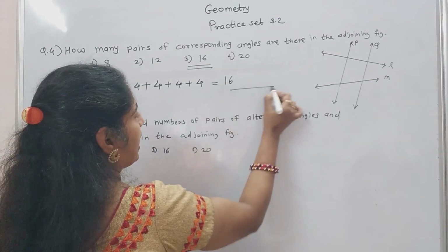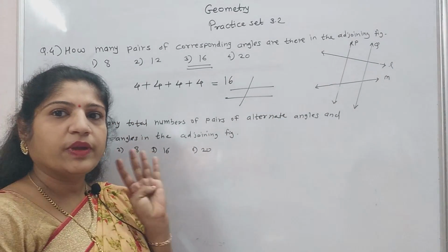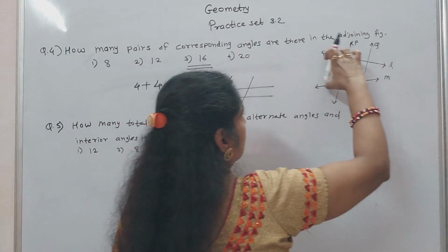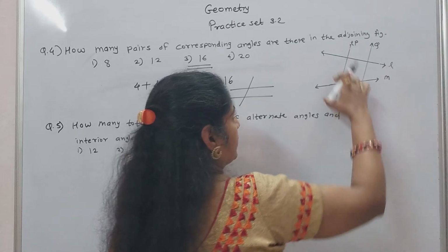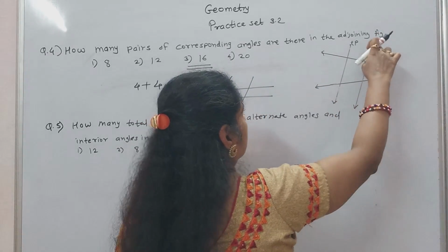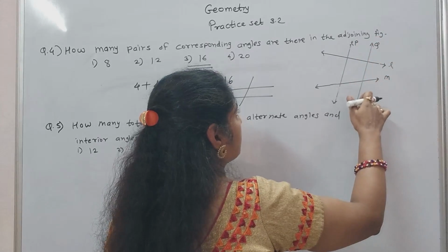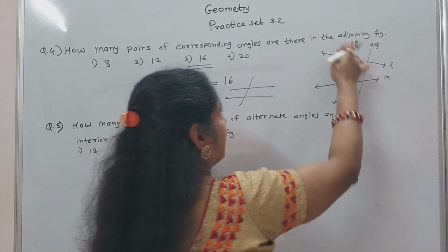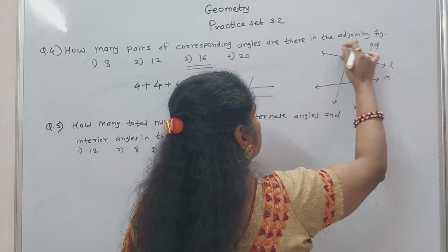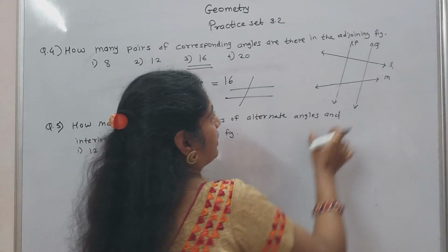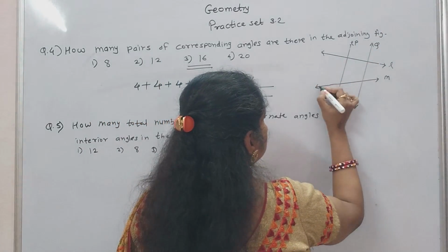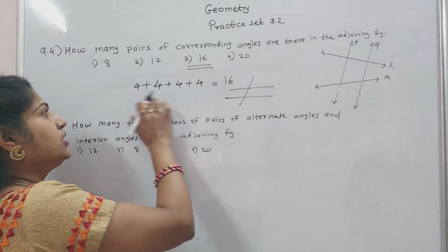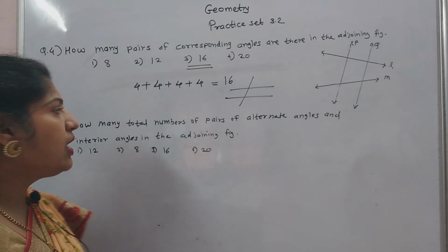Two lines and one transversal form four pair of the corresponding angle. How I take 16? Two lines, one transversal, four pair of the corresponding angles. Now take these two lines and L as the transversal. So there are the four pair of the corresponding angle. Two lines and M as the transversal. So there are also four pair of the corresponding angle. So total is 16. Now next question.